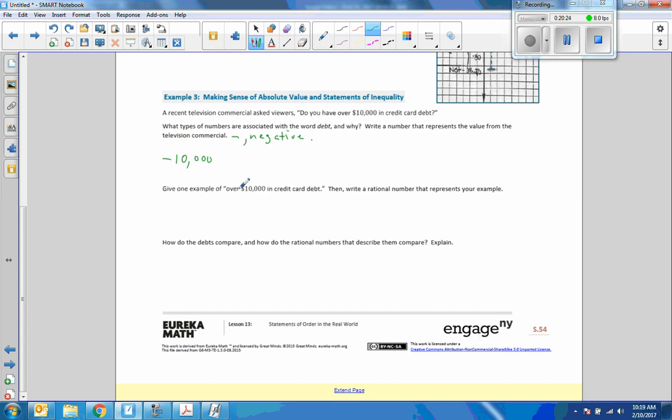Give one example of over $10,000 credit card debt. Okay. Well, about negative 11,000. If I owe 11,000, that's more than 10. Then write a rational number that represents your example. Okay. So one example of over $10,000 in credit card debt would be $11,000 in credit card debt. How do the debts compare? Well, negative 10,000 is less than the negative $11,000 debt.